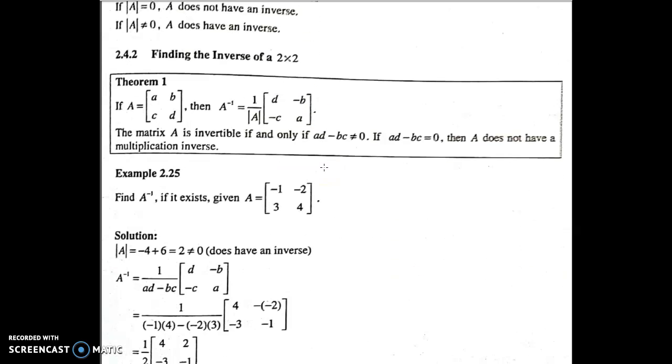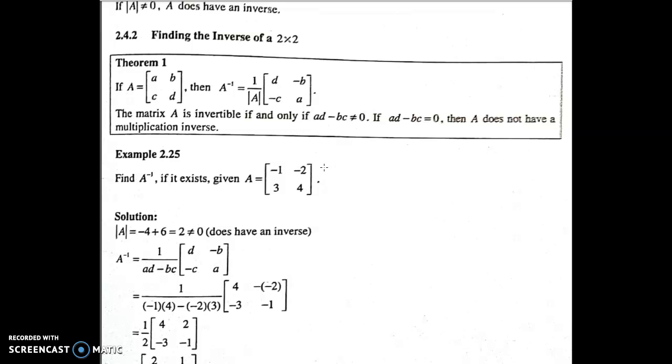So let's look at the formula in finding the inverse of a 2 by 2 matrix. So this is the matrix A, B, C, and D. Then the A inverse is this, 1 over the determinant of A multiplied with this matrix, where A and D are changed their place, and B and C are changed their sign to negative.